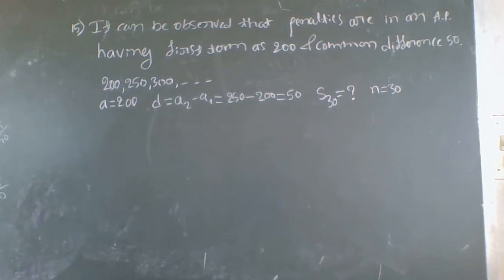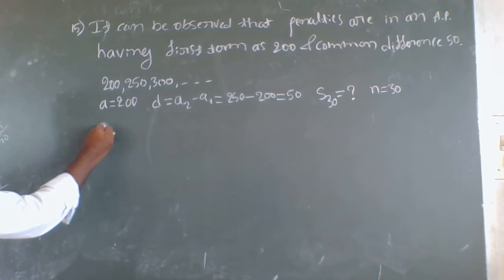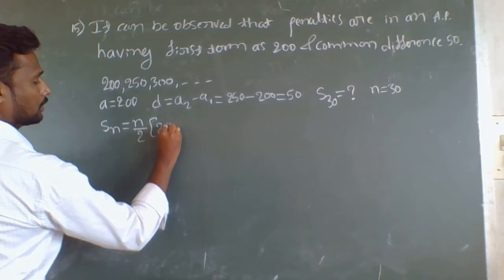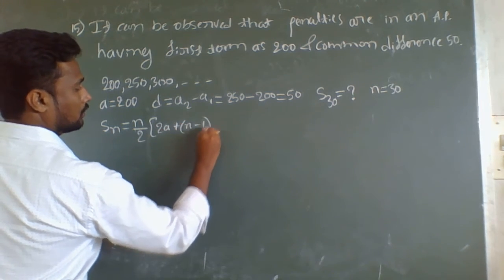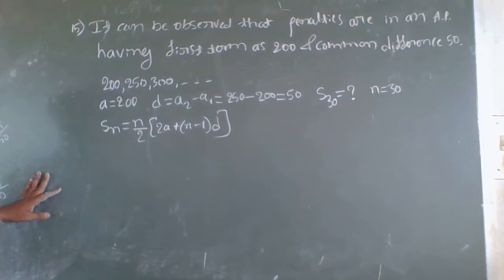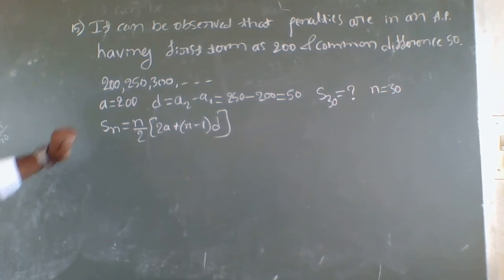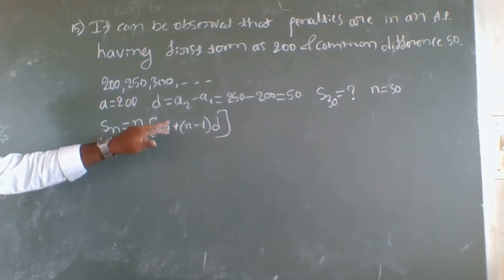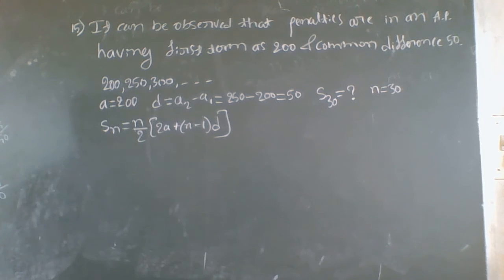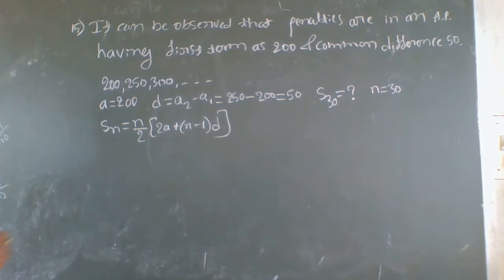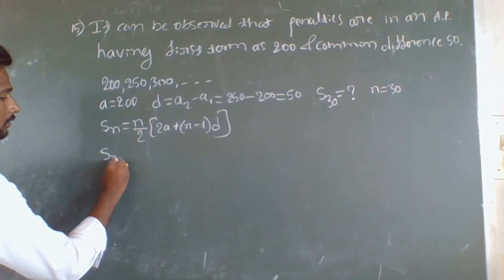So now I can use the formula Sn is equal to n by 2 into bracket 2a plus n minus 1 into d. Here I cannot use Sn is equal to n by 2 into bracket a plus an. Why? We have only the a value as 200, but we don't have the value of an, the nth term. Therefore, we have to use this formula only here. So here I have to calculate the S30 value.